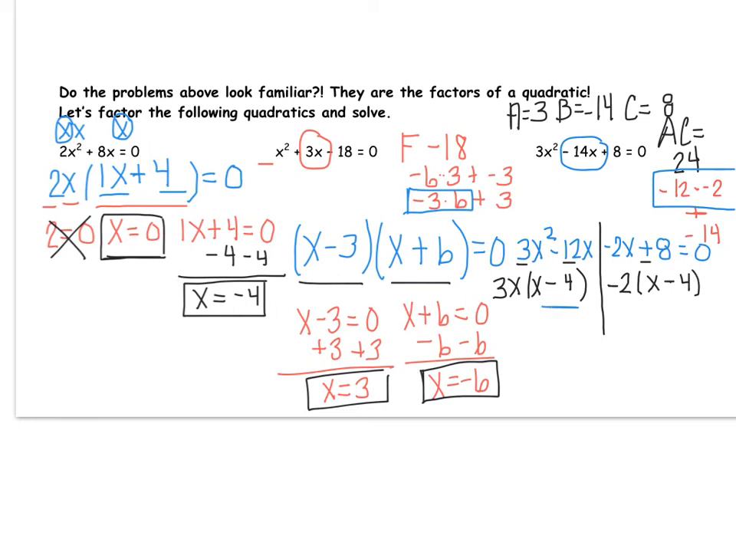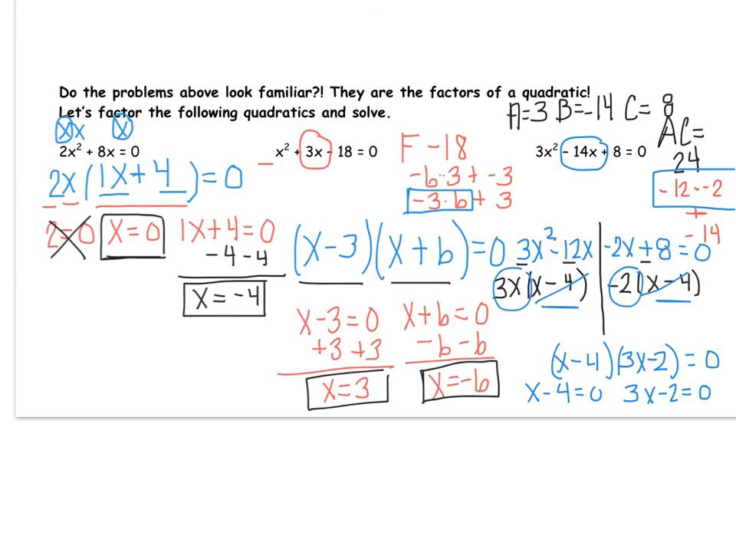Now, these are the same, which is good. So I'm going to write it down here. Remember, we only write it once. We cross it out. And then I'm going to write 3x minus 2. That comes from this and this. And then set it equal to 0, because remember, we're solving. Now, set each of them equal to 0 and solve. x minus 4 equals 0. 3x minus 2 equals 0.